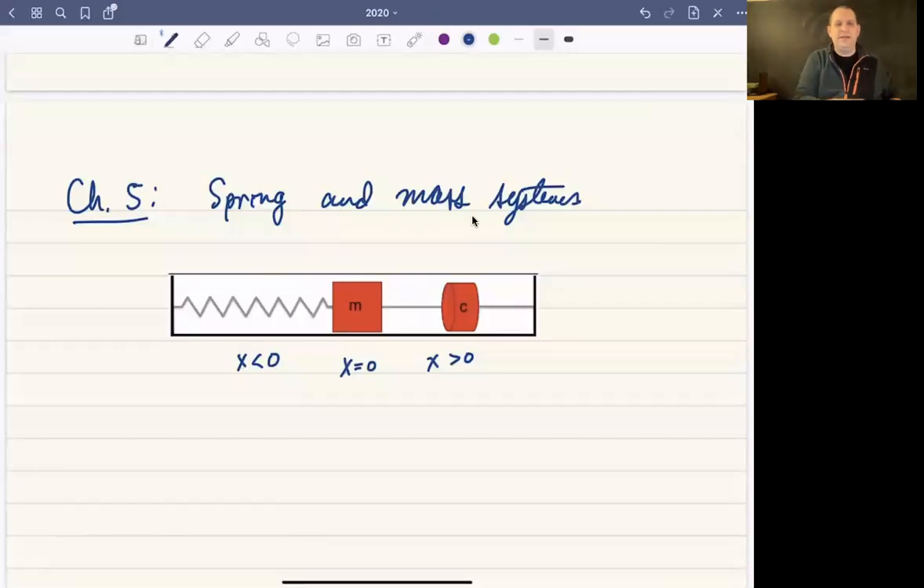All right, in this and in the next few videos, we're going to talk about chapter 5, which is about mechanical vibrations or spring and mass systems. And the basic setup is the following. Suppose you have a box, and I have half the box cut out so you can view inside the box.